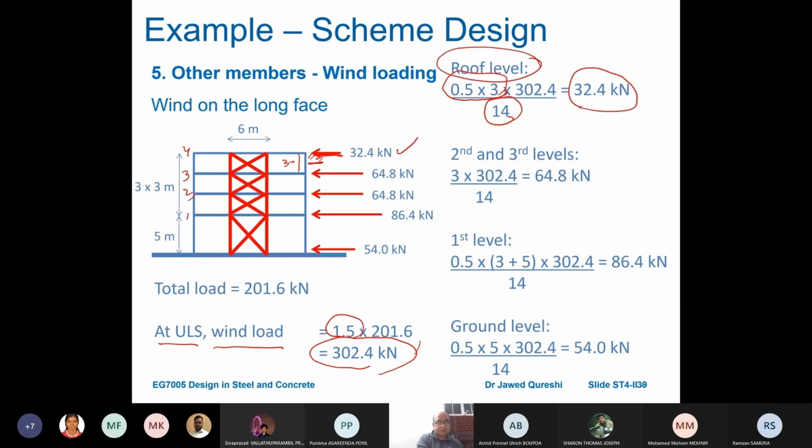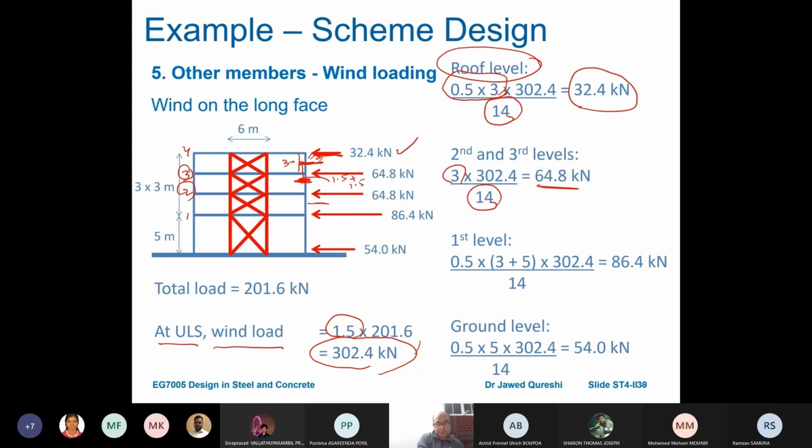At the second and third level, you can see that this is resisting loading half from the top and half from the bottom. So 1.5 plus 1.5 is 3, times the total load divided by the height of the building. This will give me the load at levels 3 and 4.